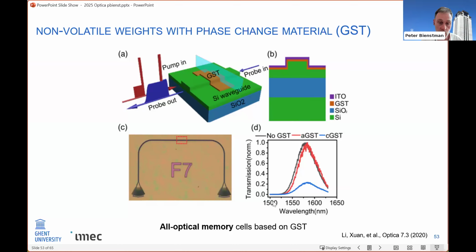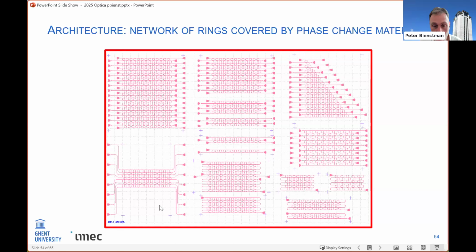And this is a non-volatile change. So this programming changes basically right until we reprogram it again. So we have some sort of all-optical memory. The architecture we're looking at here is also a bit different. You have all of these coupled ring resonators in different rows and columns.